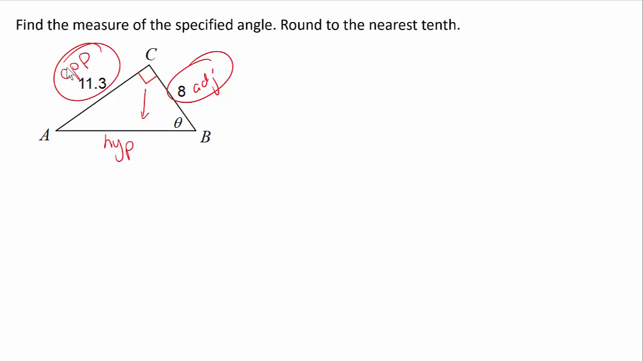So we have to ask ourselves which trig function gives us a formula with adjacent and opposite, and that is going to be tangent. Tangent of theta, because we don't know our angle, that's what we're trying to find, is equal to opposite 11.3 over adjacent, which is 8. So this was opposite, remember, over adjacent. So you do have to know your rules.